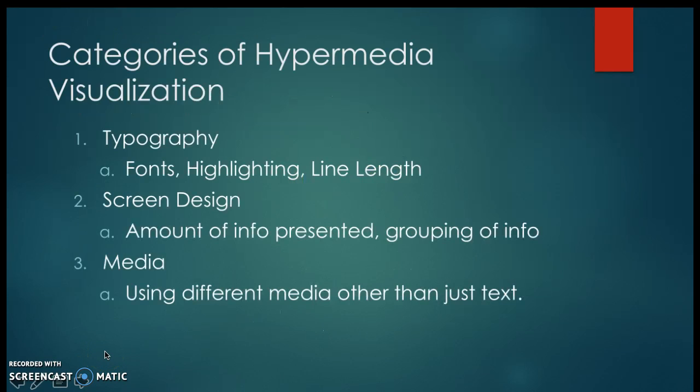All right, so there are 3 different categories of hypermedia visualization. The first is typography, and this looks at the different types of fonts that you use for your visual aids. If you highlight certain text, or even just the length and how many words or letters you have in each line that you present. Basically, the general formatting of your visual aids.